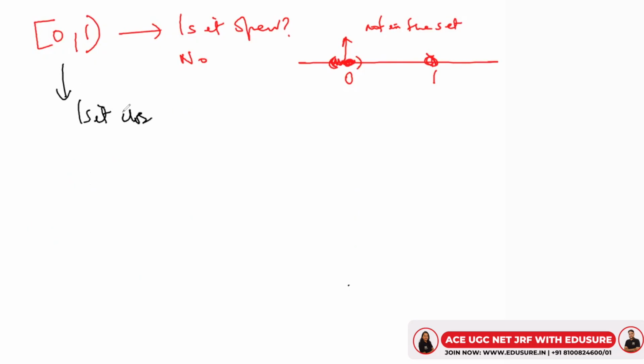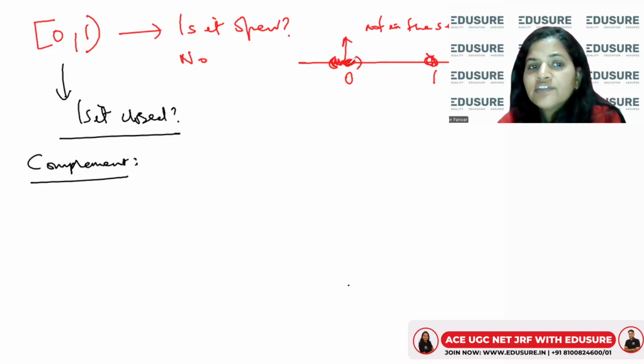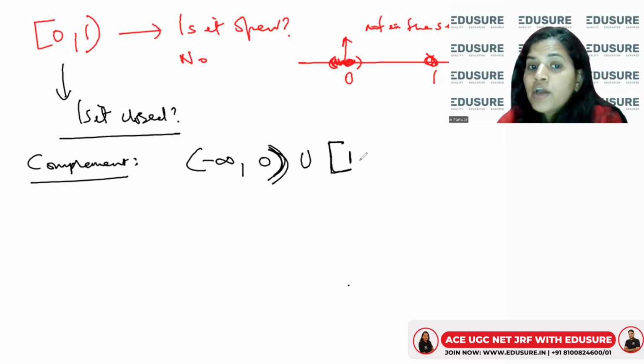Is it closed? So look at the complement. What is the complement of the set? I have to remove this interval 0, 1. So I will come from minus infinity to 0, and 0 will not be included because 0 is included in the set. Then I will be starting from 1. Now, why is 1 included? Because here 1 is not included. So in the complement, it will be included.